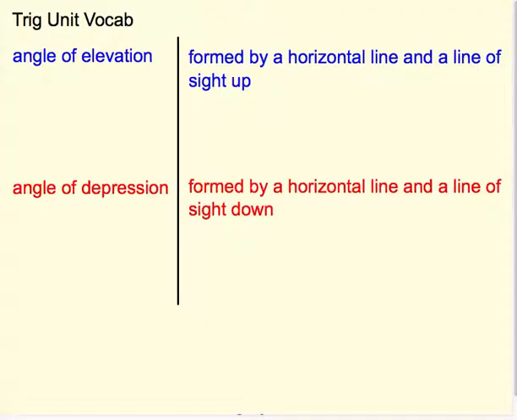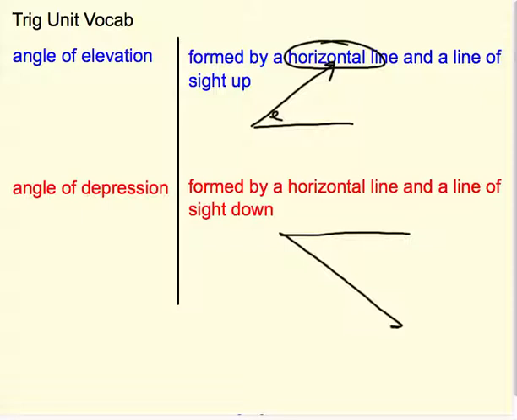Next worksheet, we're going to be looking at angles of elevation and depression. An angle of elevation is formed by a line of sight up. Now notice it's a horizontal line. For angles of elevation, typically my students don't have an issue with that. What they have a hard time with is angles of depression, even though it's the same thing, formed from a horizontal line and a line of sight down.